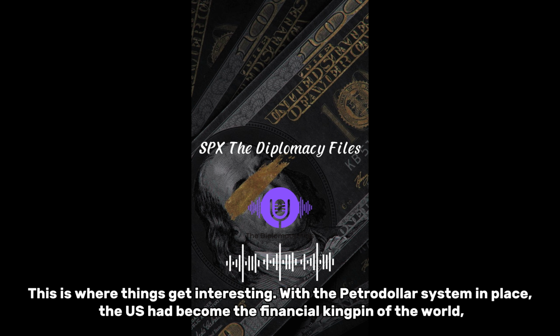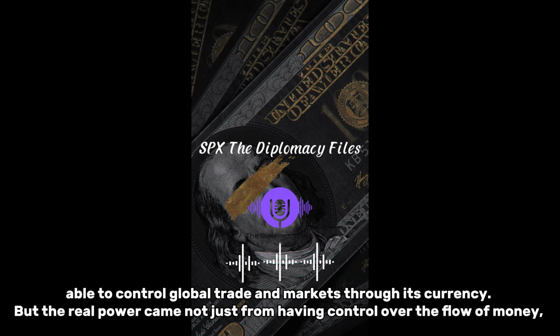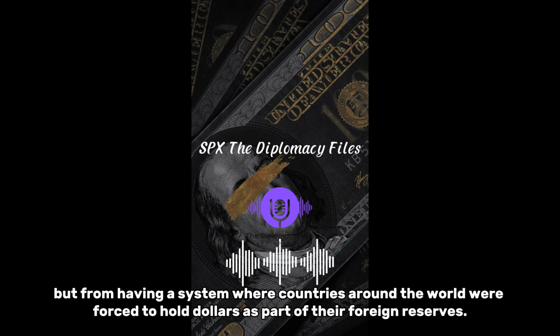With the petrodollar system in place, the US had become the financial kingpin of the world, able to control global trade and markets through its currency. But the real power came not just from having control over the flow of money, but from having a system where countries around the world were forced to hold dollars as part of their foreign reserves.